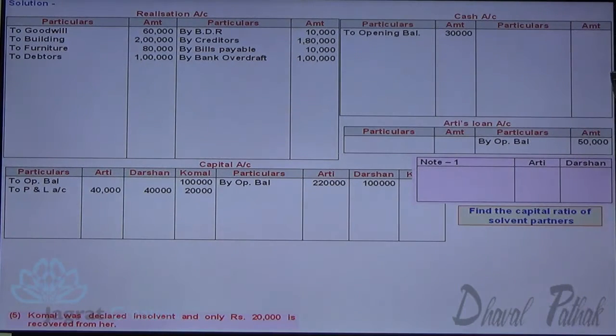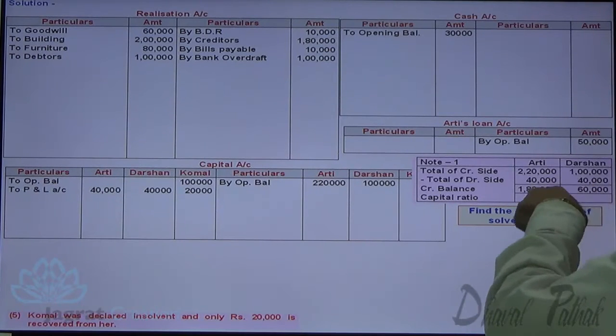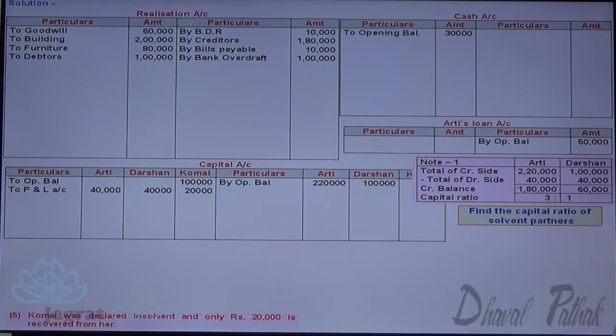Notice, here total of credit side 2,20,000 and total of debit side is 40,000. So credit balance of Aarti is 1,80,000. Same way I work out for Darshan: 1 lakh minus 40,000, 60,000. 18:6, or say 6 3s are 18, 3:1 is the capital ratio.